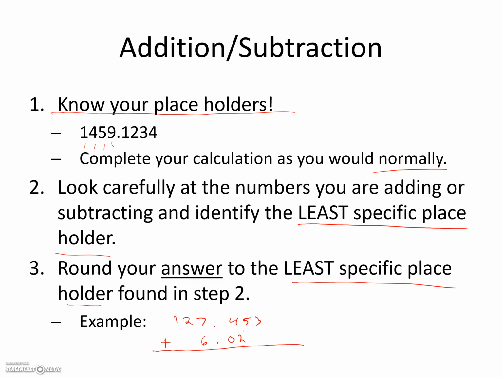I'll go to my calculator just to make sure I don't make any arithmetic errors. 127.453 plus 6.02, and my answer comes out to 133.473. But keep in mind, I'm going to round to that hundredths place in this case. So I look at the 3. 3 means I round down, so my actual answer will be 133.47. And that's the number you'd report to Mr. Hudeberg, showing the degree of certainty in your answer rounded to the correct location.